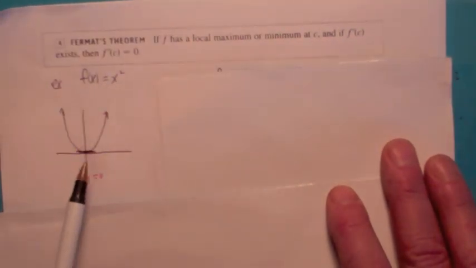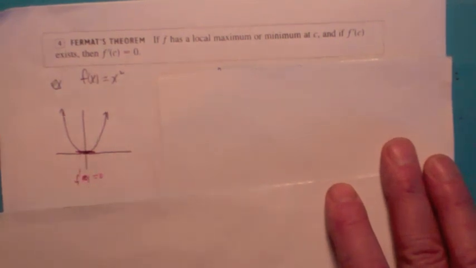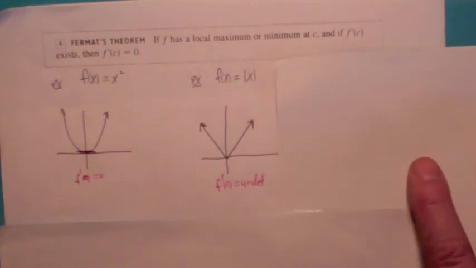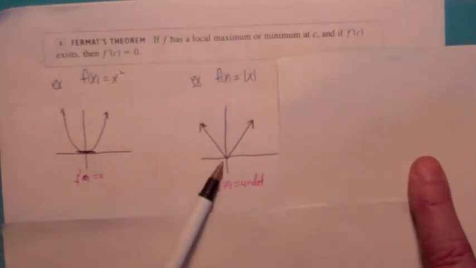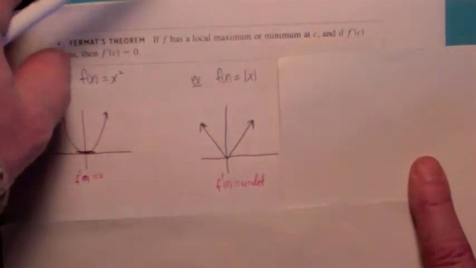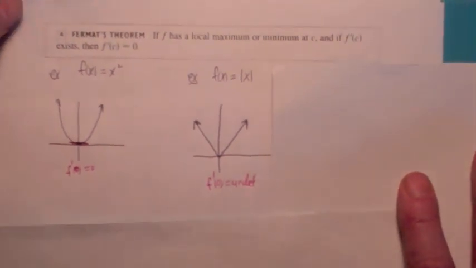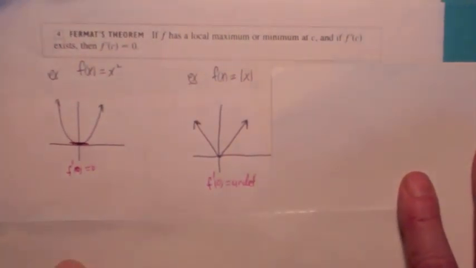f of x equals x squared has a local min at x equals 0, and the derivative is 0 there. But be careful, you could also have a local min, like absolute value of x, where the derivative is undefined. And most importantly, make sure you understand what Fermat's theorem does not say.